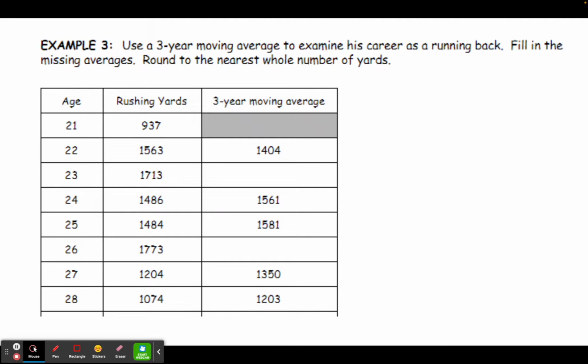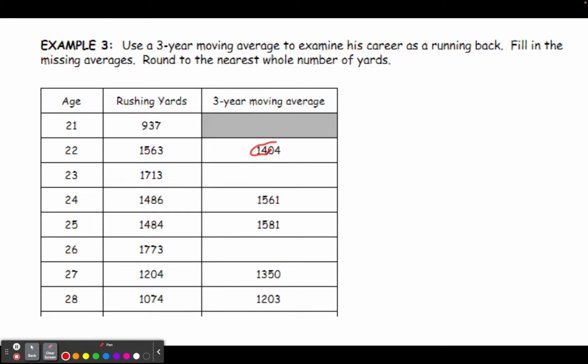So we're going to do that with Emmitt Smith. We're going to calculate some 3-year moving averages to examine how his career changed as a running back. Now, notice in the chart, the first box there is grayed out for you because it's not possible to calculate a 3-year moving average for the first year of his career. However, we can for the second year, and that one is already filled in for you.